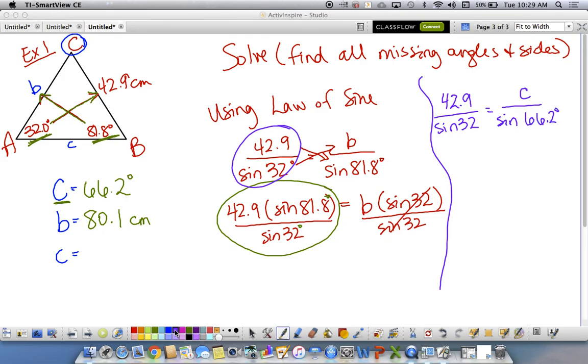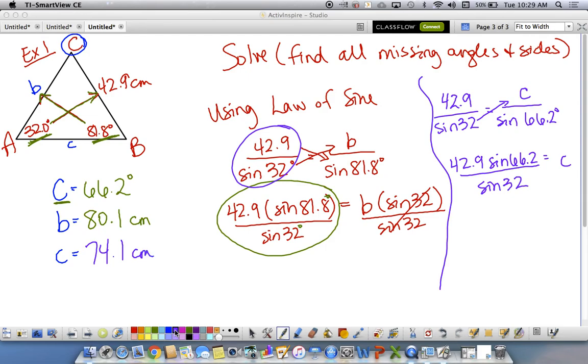66.2 degrees. Now I'm going to warn you, don't round early. Keep all your decimals. Cross multiplying, 42.9 sine 66.2 equals C times sine 32. I'm going to divide by sine 32, and that's going to equal my C. When you plug that into your calculator, guess what you're going to get? That's right, 74.1 centimeters.